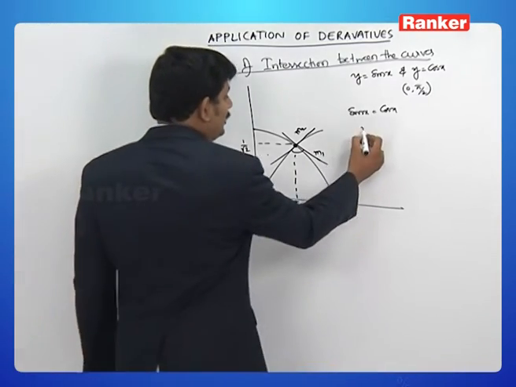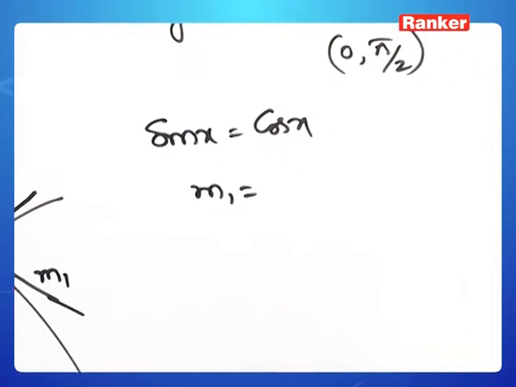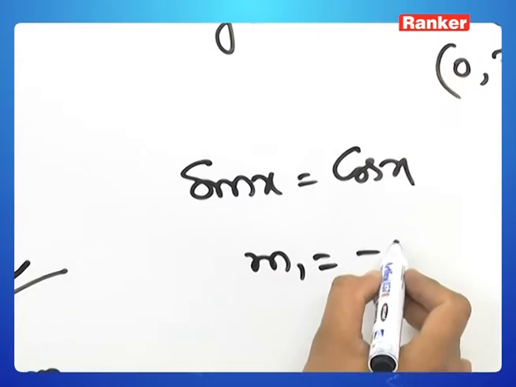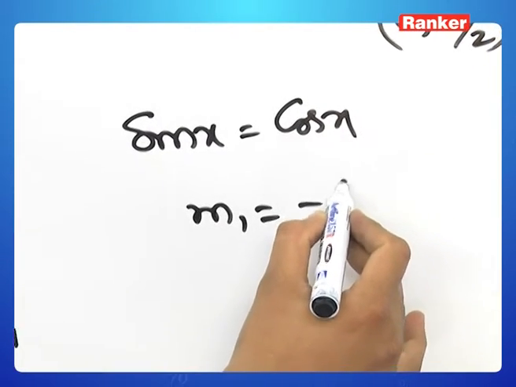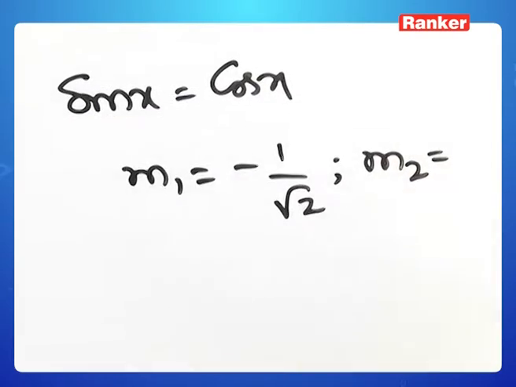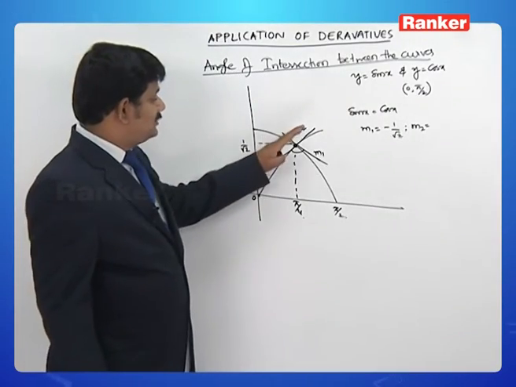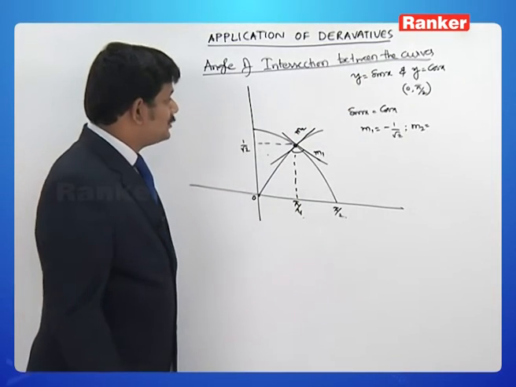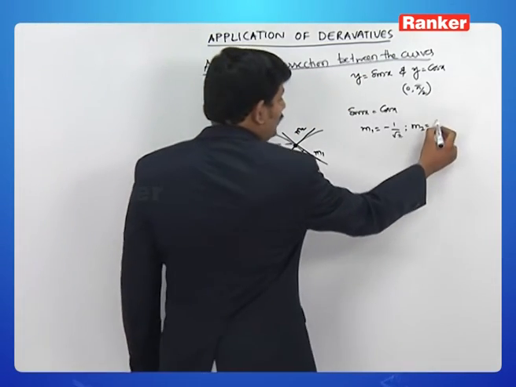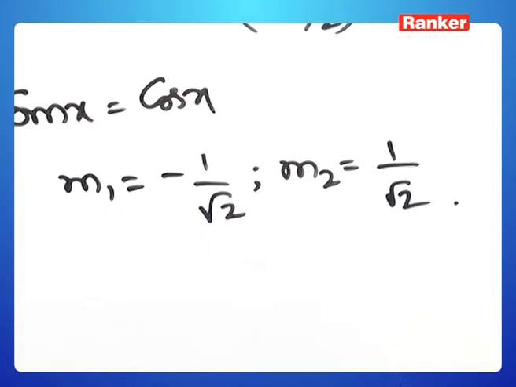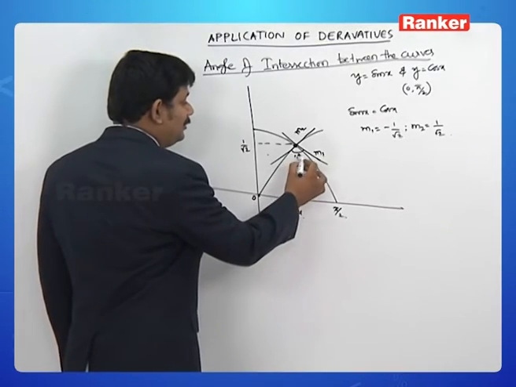Let us say m1 is slope of tangent to the curve cos x and m2 is slope of tangent to the curve sin x at the point pi by 4 comma 1 by root 2. Now, m1 is given by differentiating cos x, derivative is minus sin x. At the point pi by 4, minus sin x is minus 1 by root 2, and m2 is slope of tangent to sin x, differentiate sin x, derivative is cos x. At pi by 4 it is plus 1 by root 2. So, m1 is minus 1 by root 2, m2 is plus 1 by root 2.